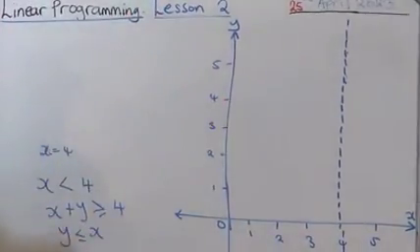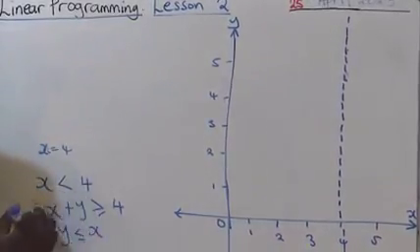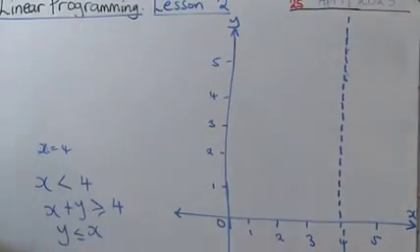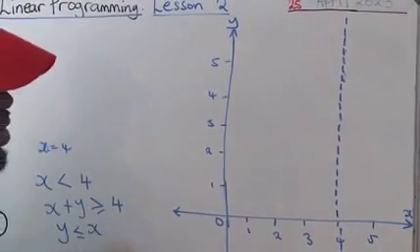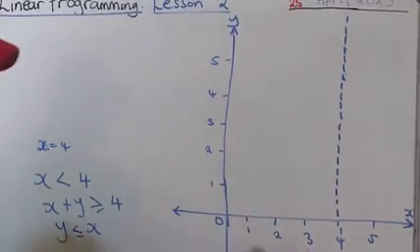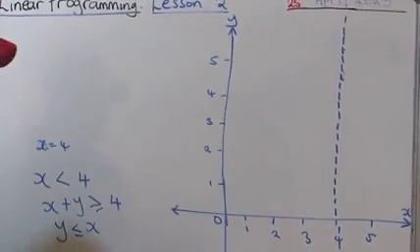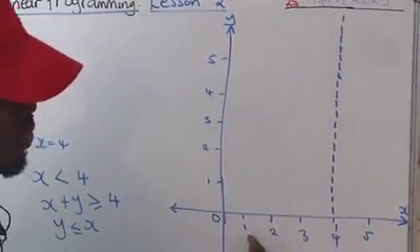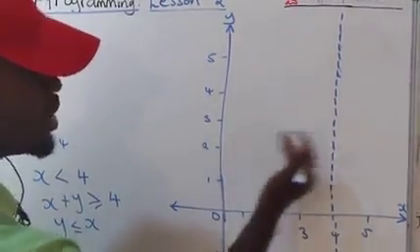Then we come back to the condition of this inequality. x less than 4. So we are looking at the numbers that are less than 4, such as 3, 2, 1 coming down here. 4 is not part of the solution set because it's not equal to itself. So coming this side, this is the wanted region.